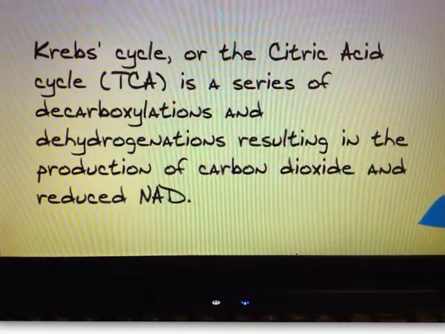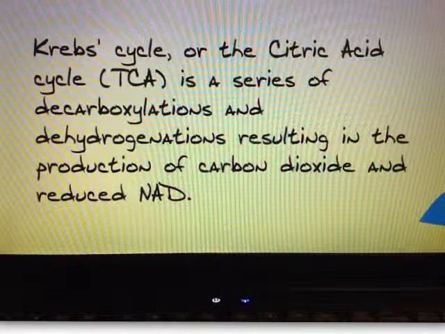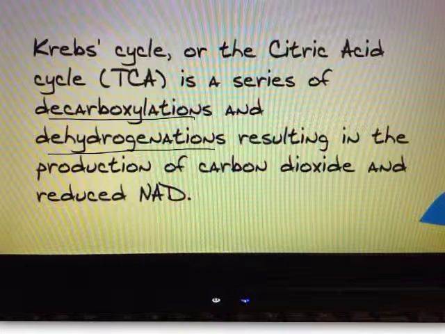What Krebs cycle is, I'm going to have a read. Basically, sometimes called the TCA cycle, citric acid cycle or whatever. It's basically a series of decarboxylations, which you know means removal of carbon dioxide, or a series of dehydrogenations, which is the removal of hydrogen. Ultimately, what's produced? Carbon dioxide, which you breathe out, and reduced NAD, which you've seen from chemiosmosis is very important because it provides the hydrogen atoms, which are then split into hydrogen ions in order to drive ATP synthase for chemiosmosis.